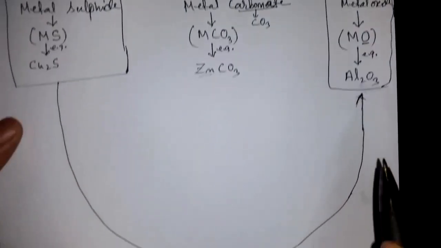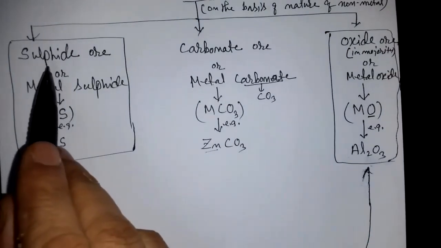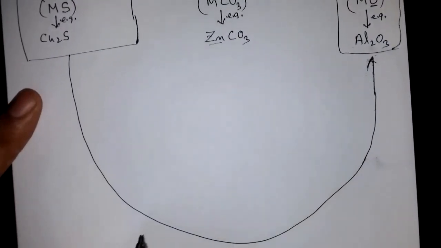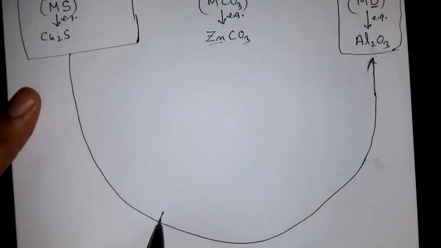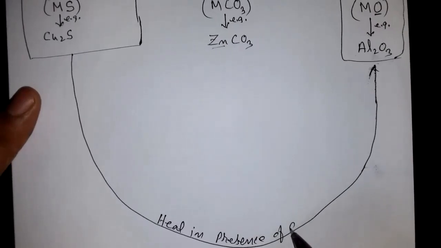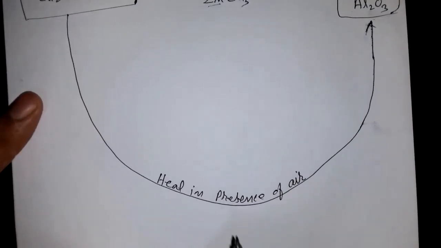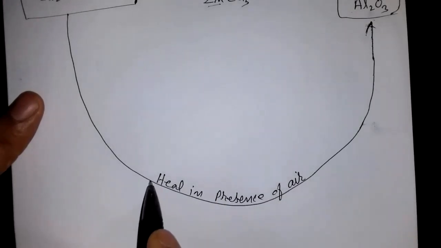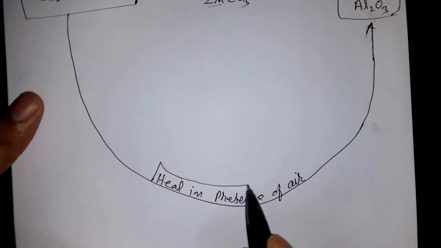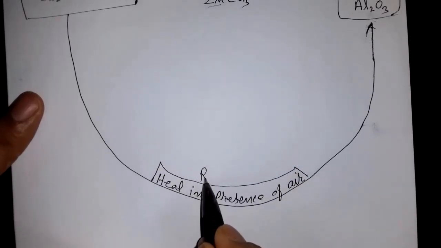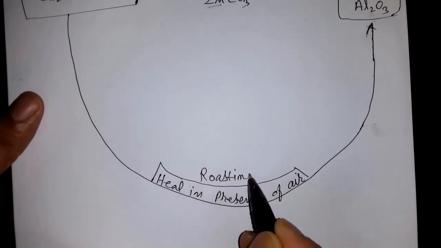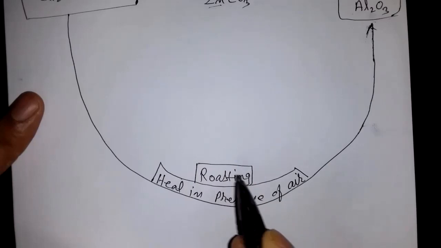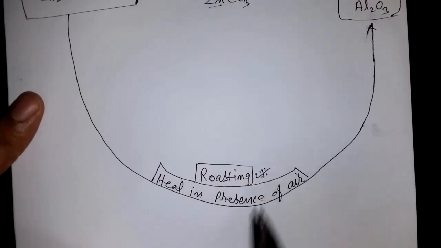And to convert sulphide ore into oxide ore, the process is very simple. You have to heat the ore in presence of air. Some textbooks, in place of saying presence of air, may say heat in excess supply of air or oxygen, fine. And this process has a name. This is called roasting. And this is an important term, roasting.